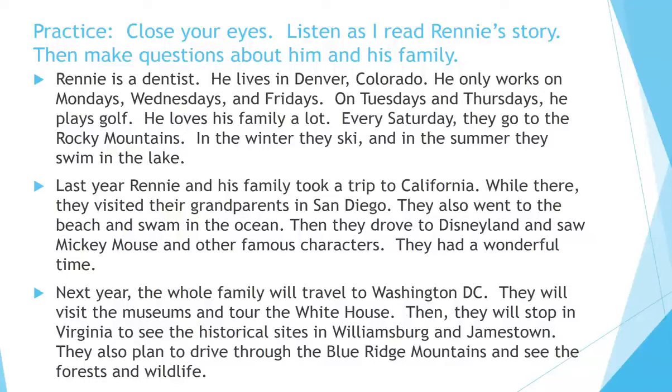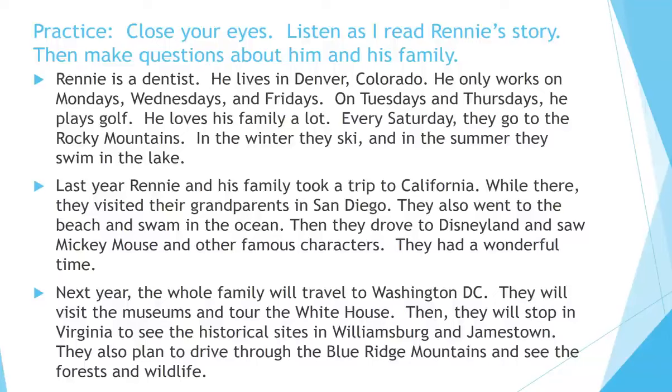Next year, the whole family will travel to Washington, D.C. They will stop to visit the museums and tour the White House. Then they will stop in Virginia to see the historical sites in Williamsburg and Jamestown. They also plan to drive through the Blue Ridge Mountains and see the forest and wildlife.